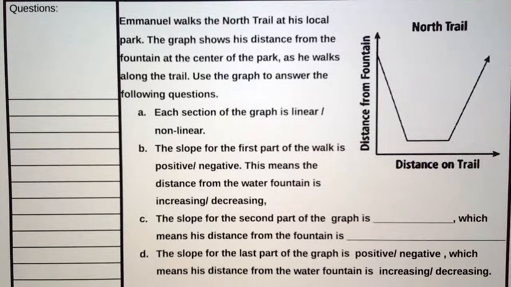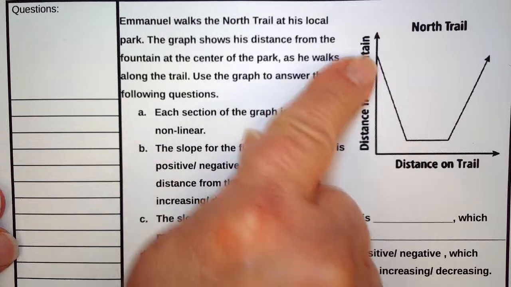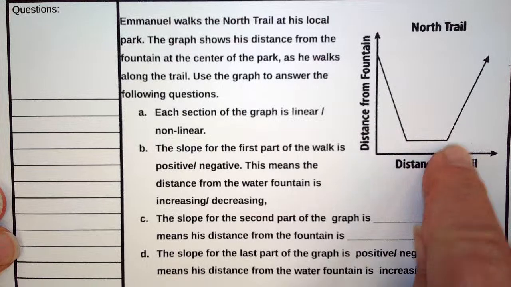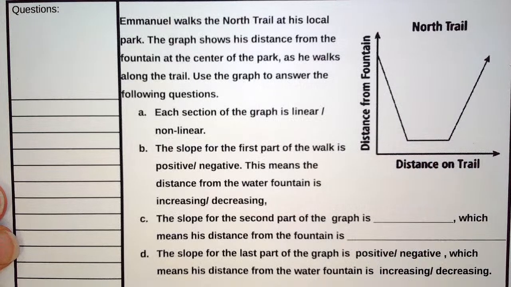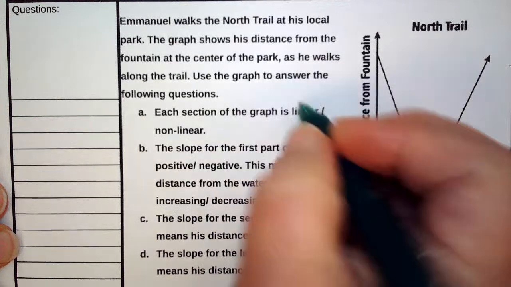Emmanuel walks the North Trail at his local park. The graph shows the distance from the fountain at the center of the park. As he walks along the trail, use the graph to answer the following questions. Okay, number 1, we'll circle the correct answer. Each section of a graph is linear or non-linear. Well, if I'm looking, linear means that straight line, and those are all straight lines. So it is linear.